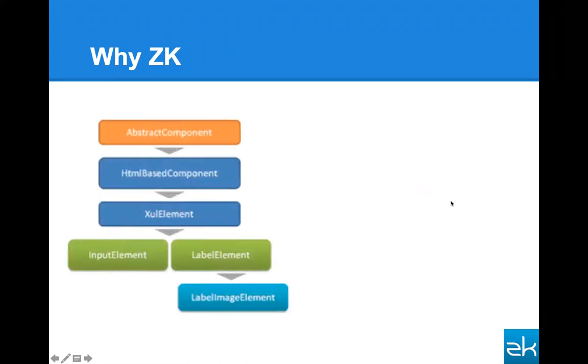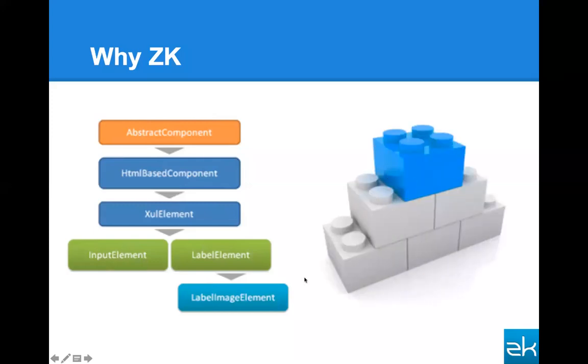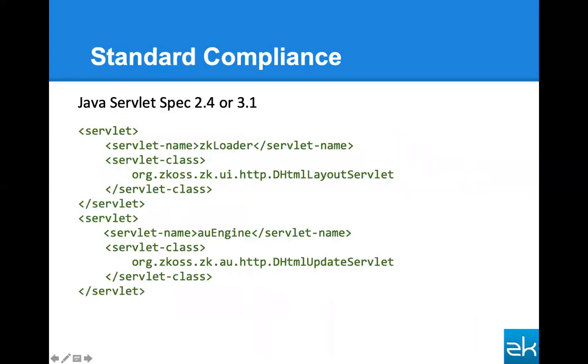Each component in ZK is implemented by a Java class. You can extend a Java component class or a JavaScript widget to create a new component with some customized behavior. Or you can combine multiple components to create a new component, like Lego. We also have template injection. You can inject a fragment of a view to reuse it, so you don't need to copy and paste. And ZK also conforms to the Java EE standard.